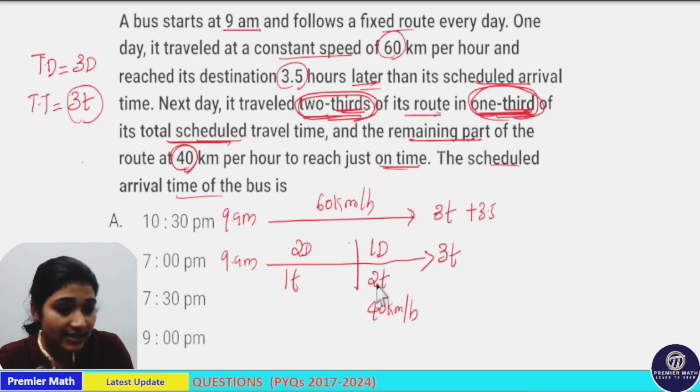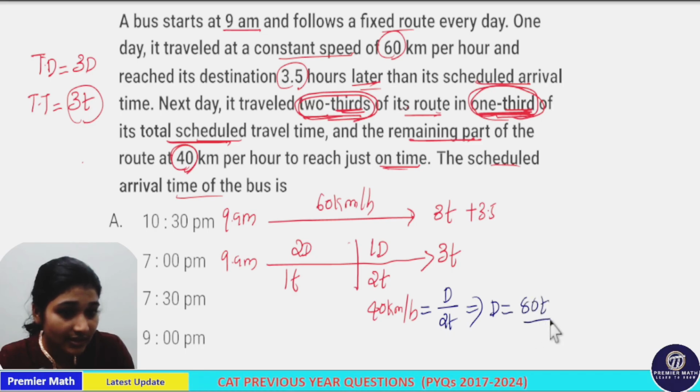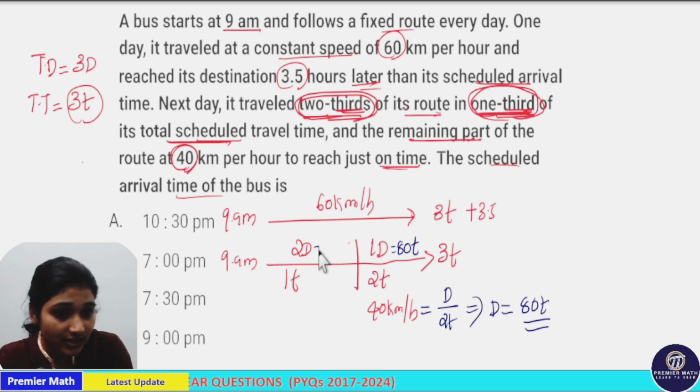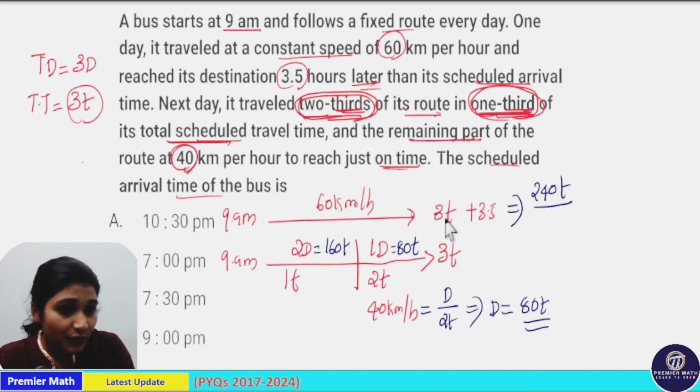So with distance, time and speed: 40 km per hour is equal to distance divided by time. So the distance is 40 into 2t, that is 80t. If you substitute D equal to 80t, then 2D is equal to 160t. Then the total distance is 160t plus 80t, which is 240t. So the total distance is 240t, which is traveled at 60 km per hour.